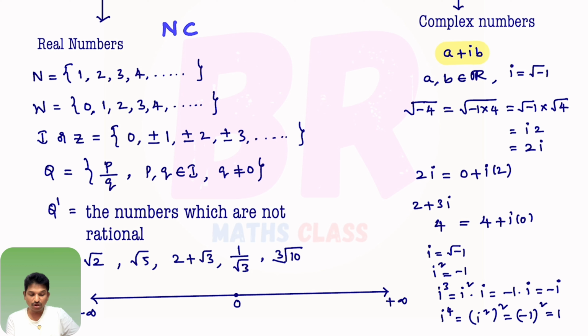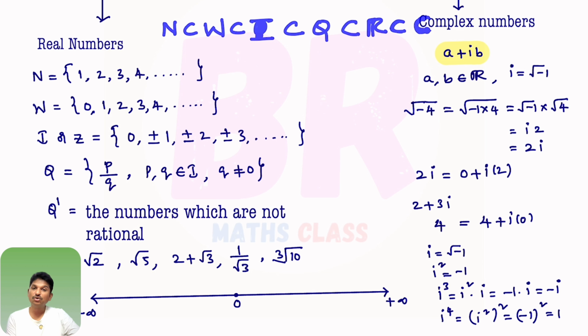All natural numbers are whole numbers, all whole numbers are integers, all integers are rational numbers, all rational numbers are real numbers, all real numbers are complex numbers. So which set is bigger? Complex numbers. This is the superior, the biggest set. All real numbers are complex numbers, but all complex numbers are not real.